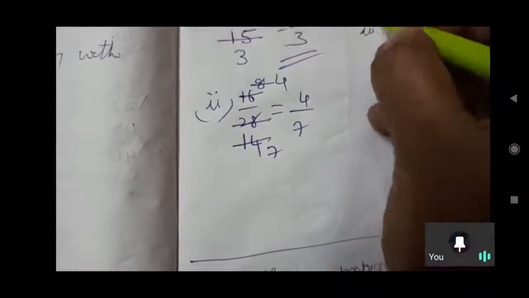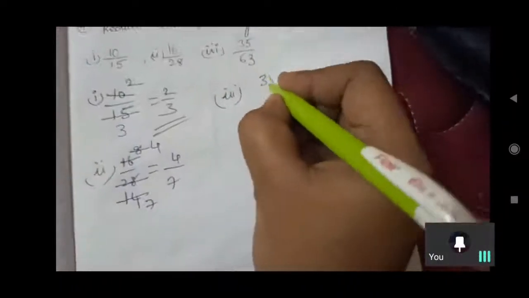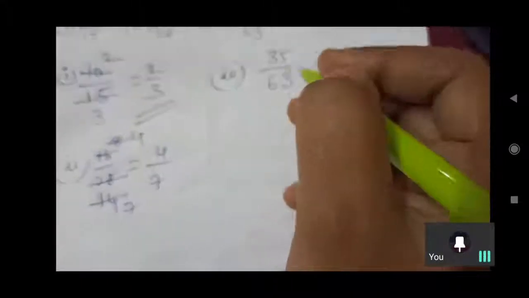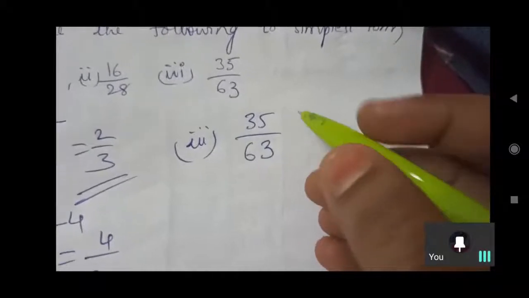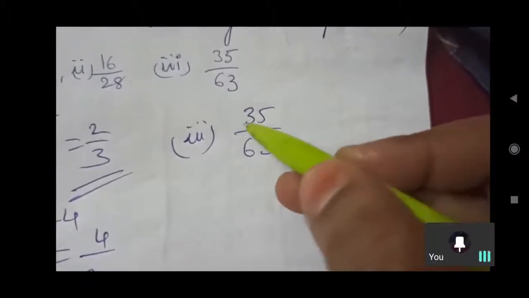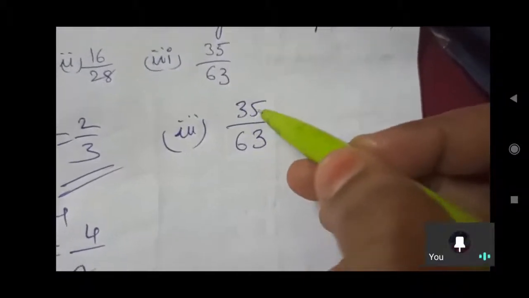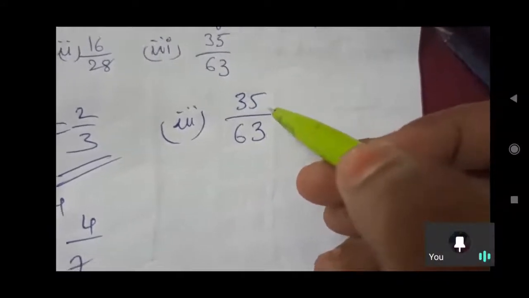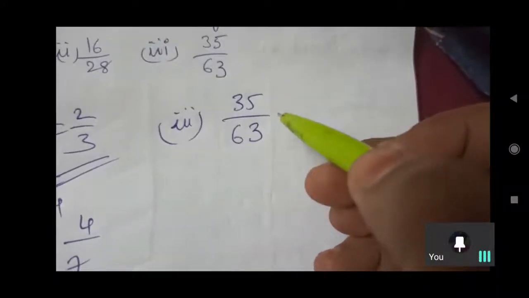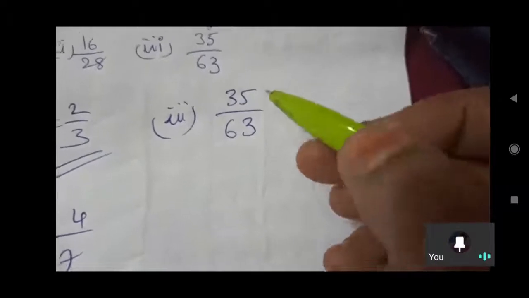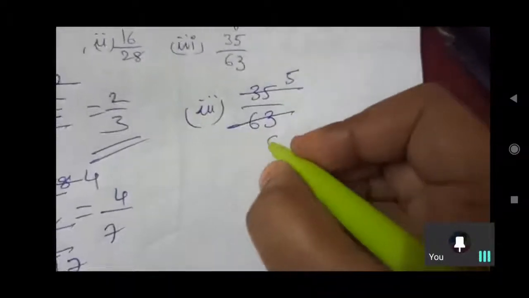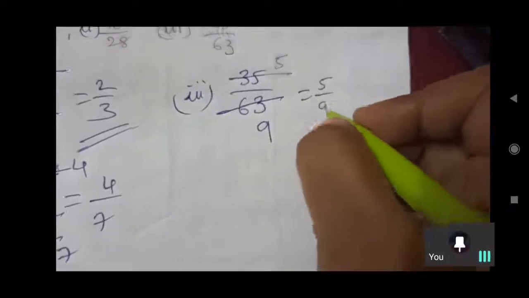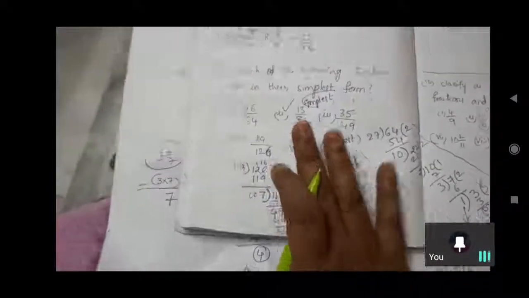And the third one I am taking 35 by 63. Is this possible with the 3 table? No. In the 3 table there is no 35. It is not divisible. And add the digits 3 plus 5, 8. So 8 is not divisible by 3. So it is not suitable for the 3 table. 5 table also not. 6 also not. 7 table, Nana. 7 5s are 35 and 7 9s are 63. 5 by 9 is the simplest form. Here also like that you can do to make this one a simpler form.